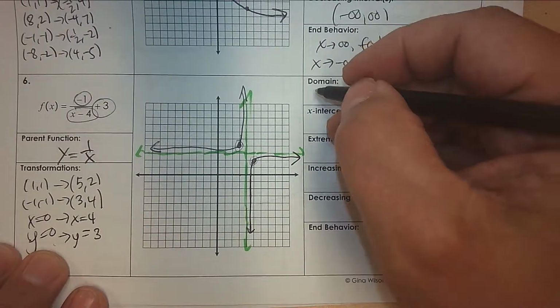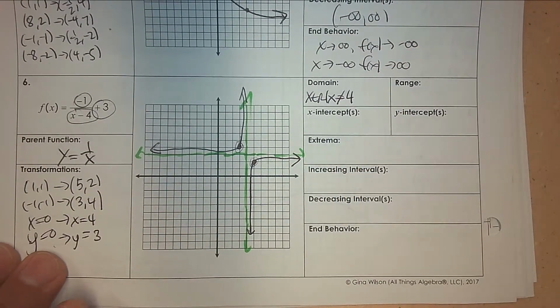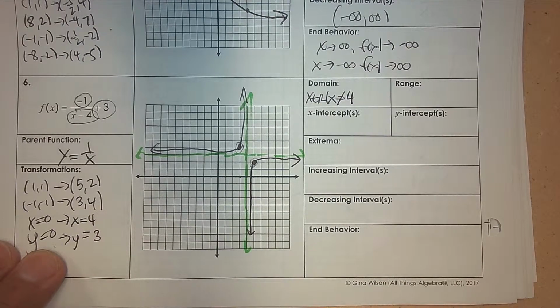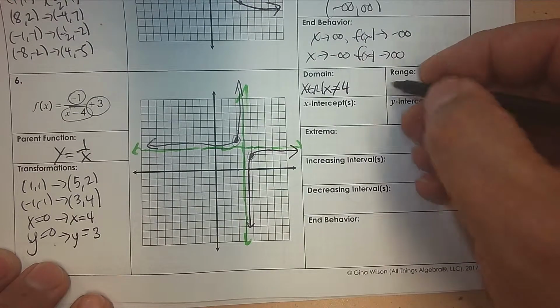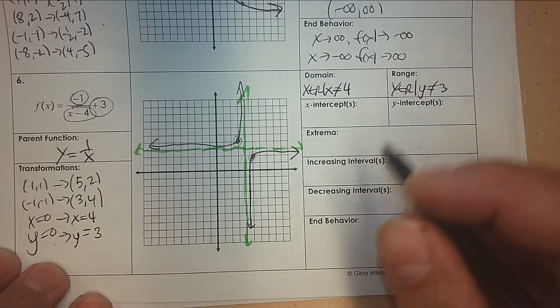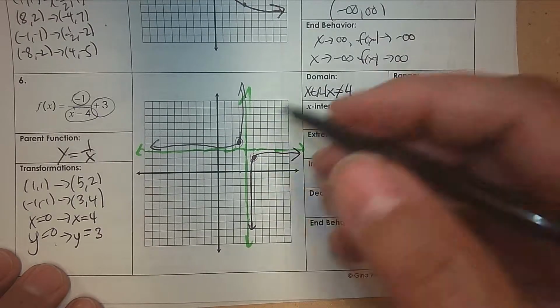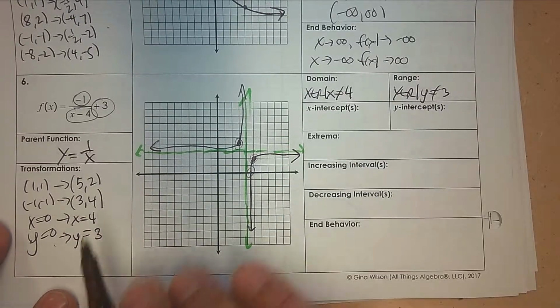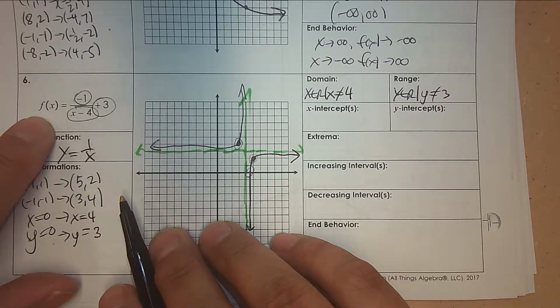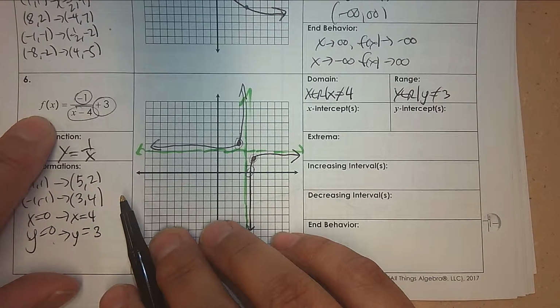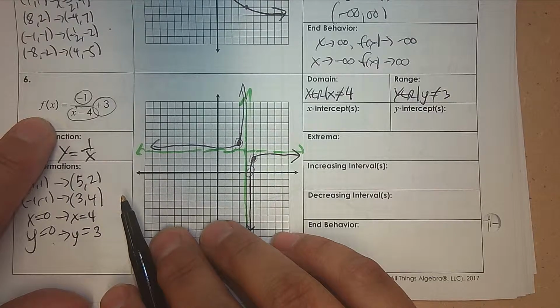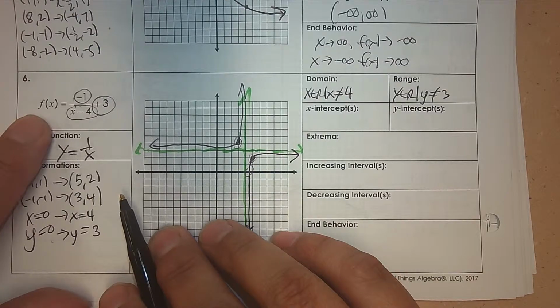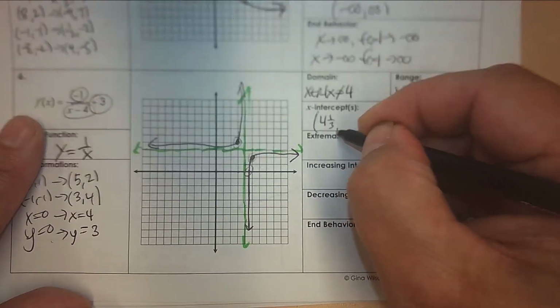The domain is all real numbers, but the only number x can't be is 4. That's where the asymptote is. The range, same thing, all real numbers, but the only number y can't be is 3. The x-intercept, where does it cross? It's right there. So if I make it equal to 0 and I solve for x, you would subtract 3. I would do the reciprocal, so it's negative 1/3, positive 1/3, add 4, 4 and 1/3. So at 4 and 1/3, it crosses the x-axis.